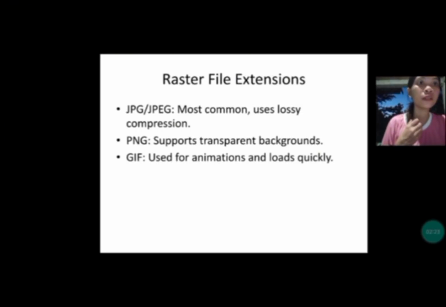JPG or JPEG stands for Joint Photographic Experts Group. This file type is the most commonly used image file type. Since this is a raster type of image, JPEG images are known for their lossy compression, meaning the image quality decreases when being enlarged. Next is PNG or Portable Network Graphics. This file type is known for having a transparent background. Images in this type are commonly used in web documents.